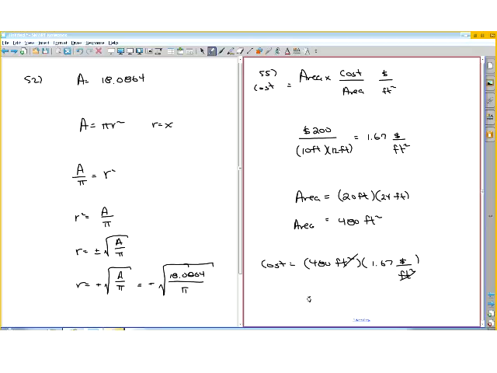So we get 480 times 1.67, and we get $802. So it's dollars because the feet squared cancel out and we're just left with dollars. And the book actually rounds it off to 800.